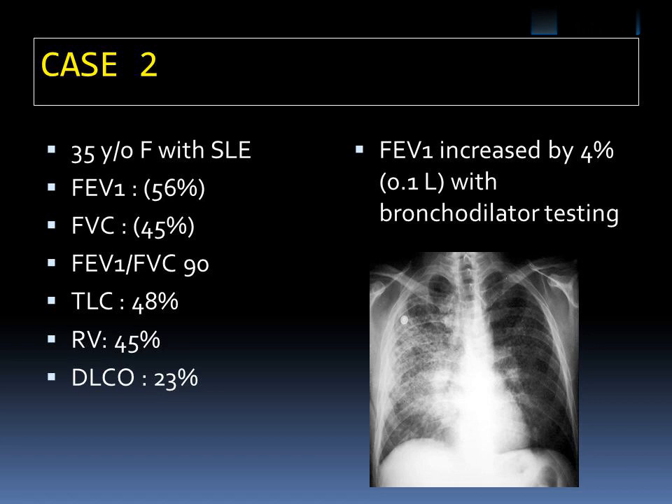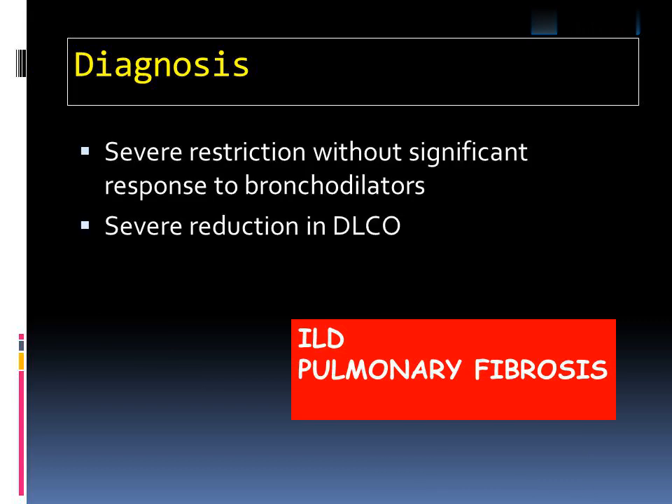Case 2: 35 year old female with SLE. FEV1 56%, FVC 45%, FEV1/FVC 90. TLC 48%, RV 45%, DLCO 23%. FEV1 increased by 4%, 0.1 liters, with bronchodilator testing. Diagnosis: severe restriction without significant response to bronchodilators, severe reduction in DLCO. ILD, pulmonary fibrosis.